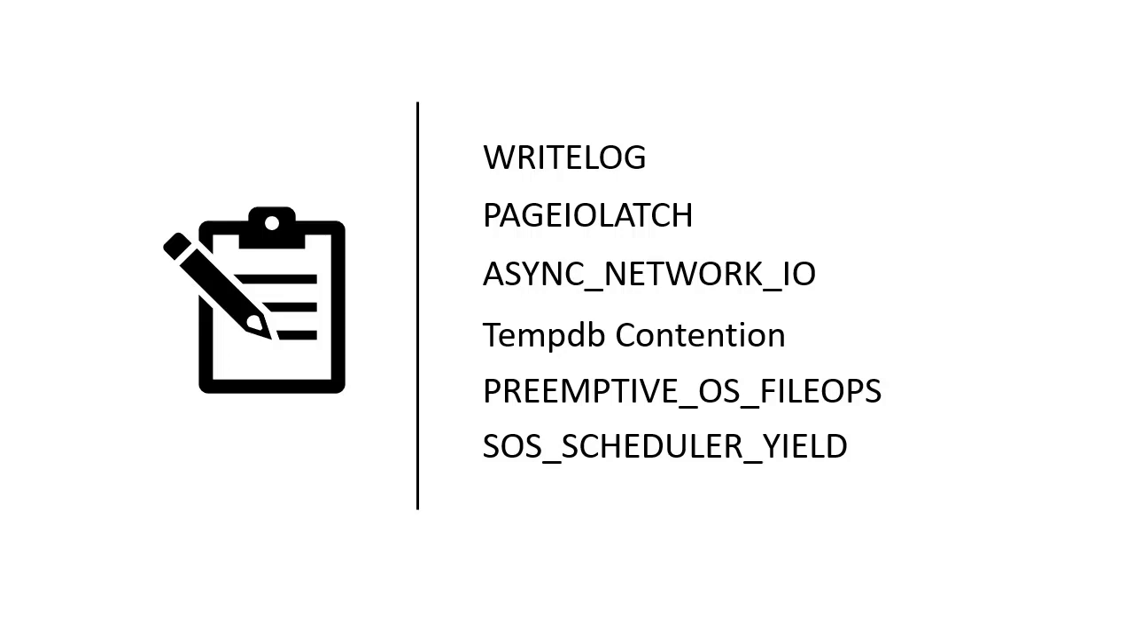Lastly, don't forget to look at these in concert with one another. For example, on your system, if your highest waiters are write log and page I/O latches, then that may be a good indicator that you definitely have a disk subsystem problem.